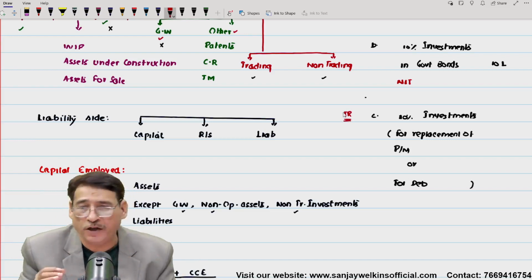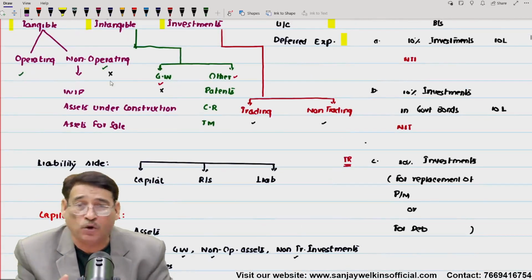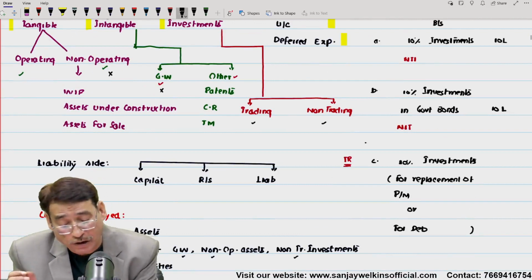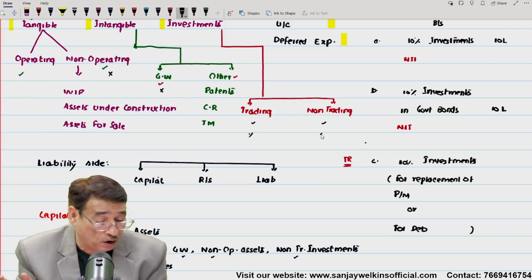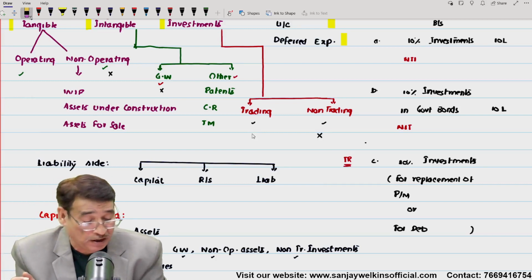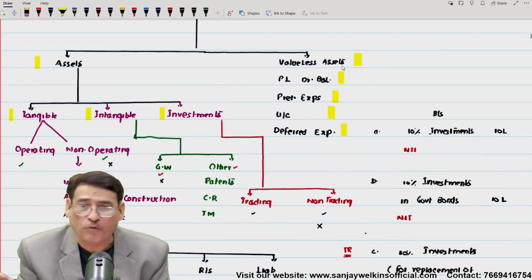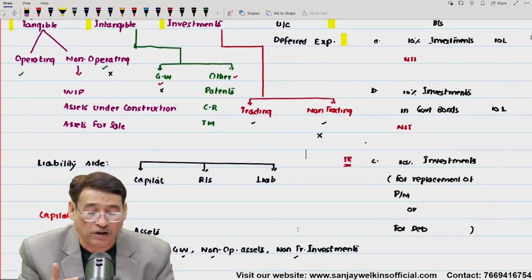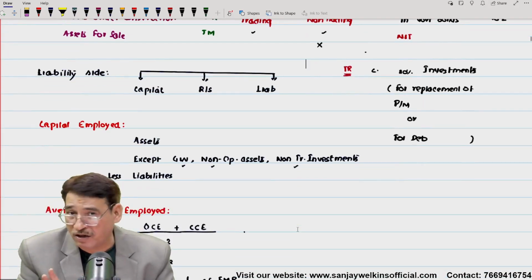So an important point is that for the valuation of capital employed, under goodwill I am talking about, we will not take, as I told you, non-operating assets. We will also not take into account goodwill, and obviously we are not going to consider non-trading investment. Is it clear to you or not? Obviously, I have talked about assets, and there is no question of taking into account valueless assets. So these are the points which you need to keep in your mind whenever you do the valuation of goodwill. Is it clear to you or not?